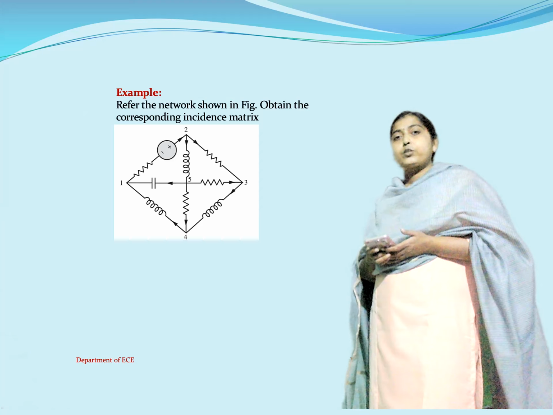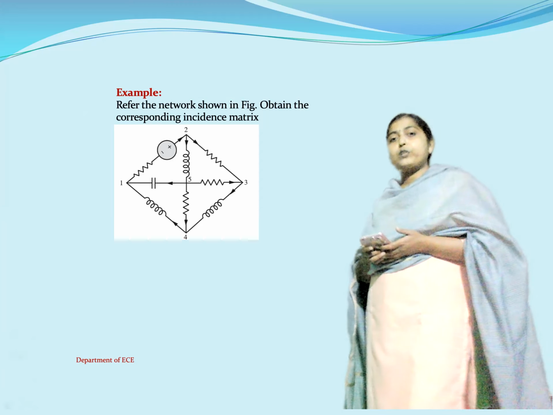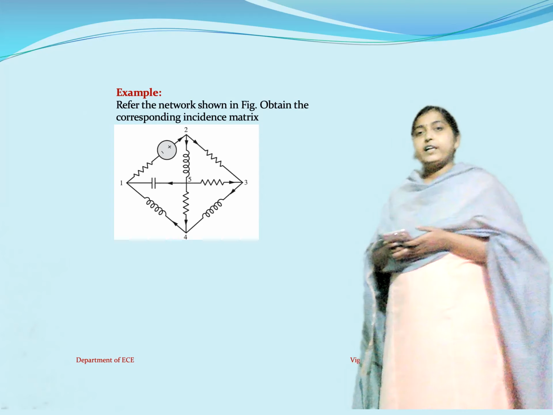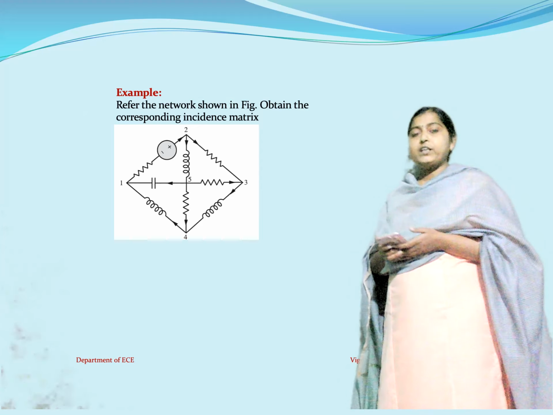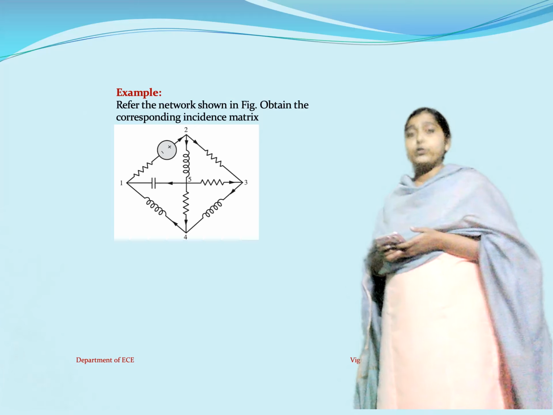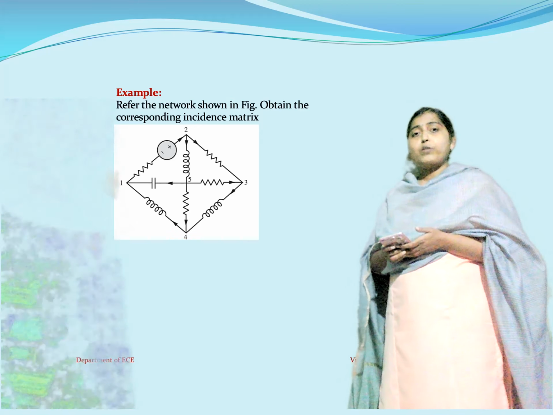1, 2, 3, 4, then 5. So I have a total of 5 nodes in this network. Now, is there any current source in it? No, we don't have any current source. We have a voltage source, which is also replaced with a short circuit. So let us find out how many branches there are.